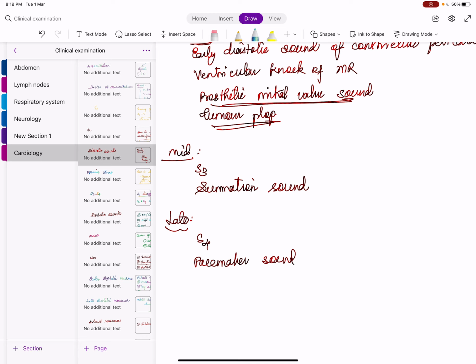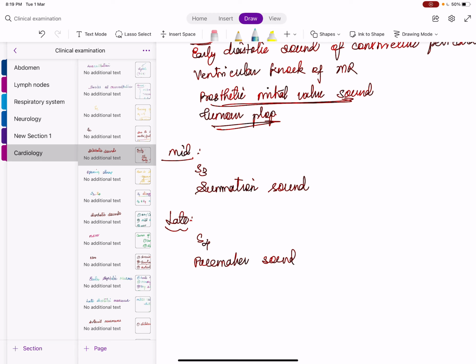Palpable P2. So again I am telling these 4 points. Normally, because this is very important, in the pulmonary area, A2 is louder than P2. If P2 is louder than A2 at the pulmonary area, it means P2 is loud. If P2 is heard in the aortic area, it is loud. If P2 is heard in the apex, it is loud. If splitting is heard anywhere other than the pulmonary area, it means P2 is loud.